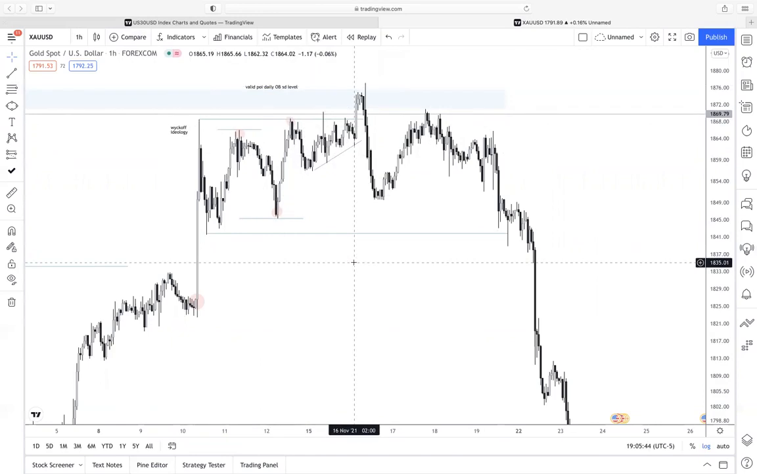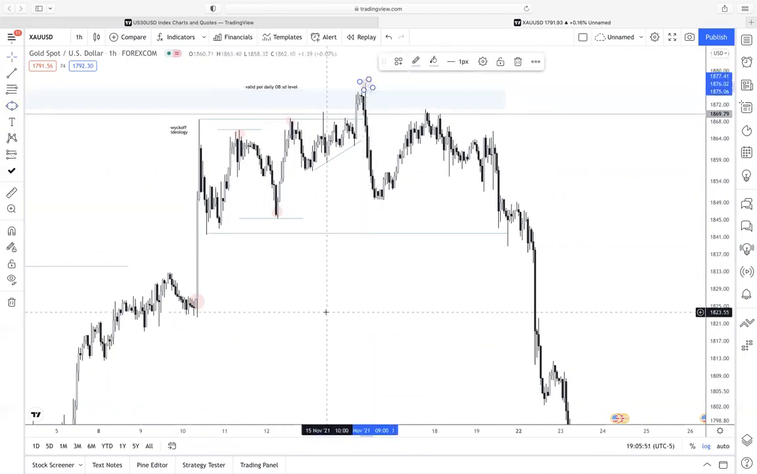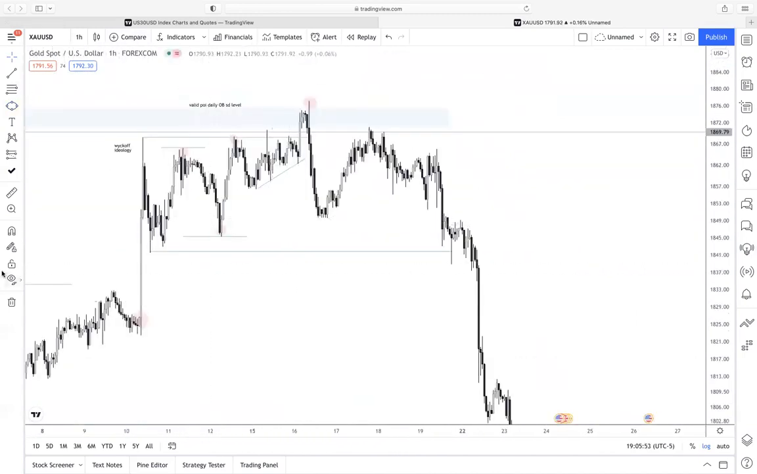So we have that here. Again, we want to be aware of the times. So this is our New York Open. Also, we have our valid run on external range liquidity coming into our higher time frame point of interest. We have our initiation because this move down clears all this internal liquidity.